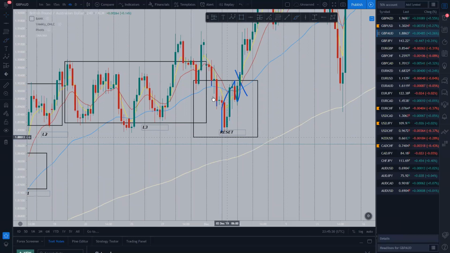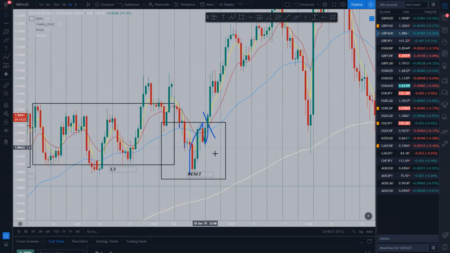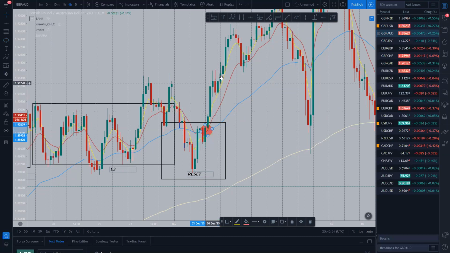So we have a big, massive reset right on the 50 EMA, below the 50 EMA. Now my reset is now confirmed. What am I looking for to confirm my level 1? I'm looking for my 50 and my 13 to cross over. Do I get that? Yes, I do, right here. I get my 50 and my 13 cross over right there. This is all level 1 for me.